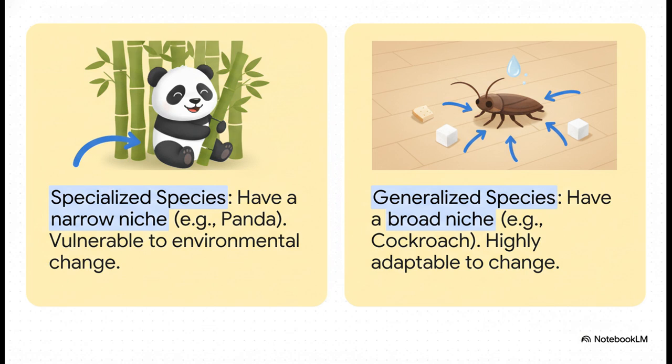On the other hand, you have generalists. The classic example is a cockroach. It can live pretty much anywhere and eat pretty much anything. It's not the best at any one thing, but because it's so flexible, it's incredibly adaptable when things change.